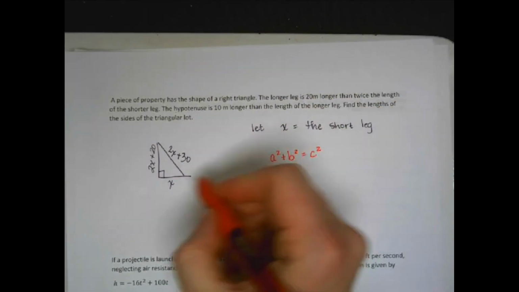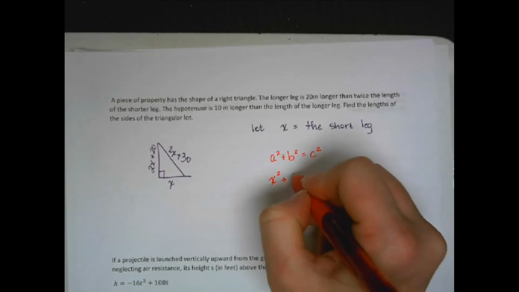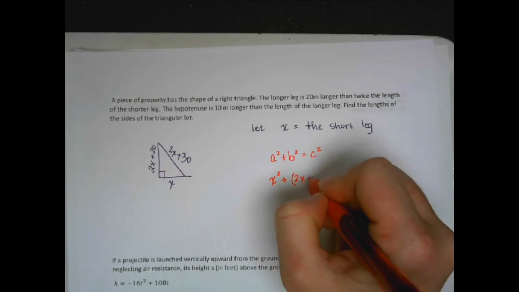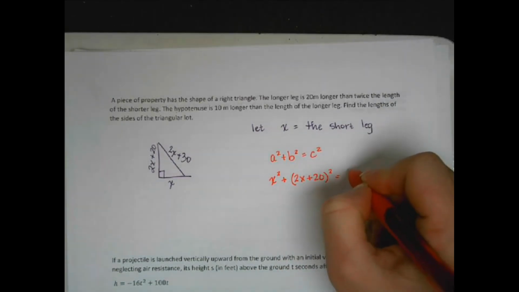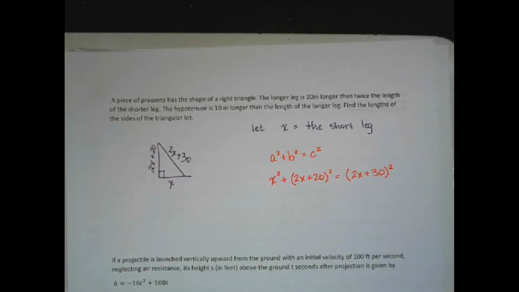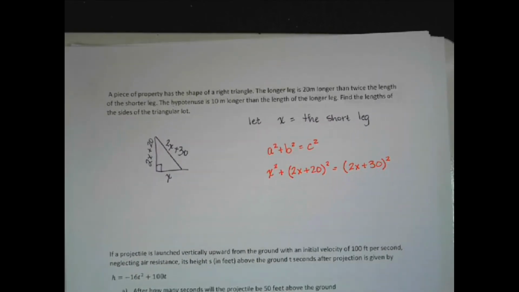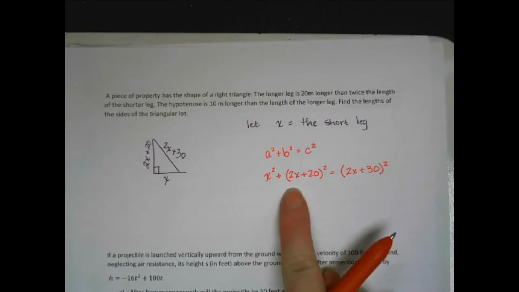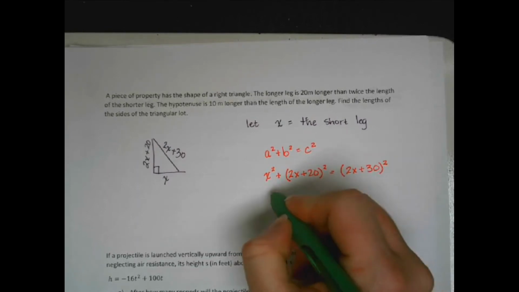So I'm going to take my short leg, x squared, plus my long leg, 2x plus 20, squared, equals my hypotenuse, 2x plus 30, squared. A and B are the legs and C is the hypotenuse. Now remember, I have to write this down and distribute it out. You can't just square the 2x and square the 20. We have to write it out.